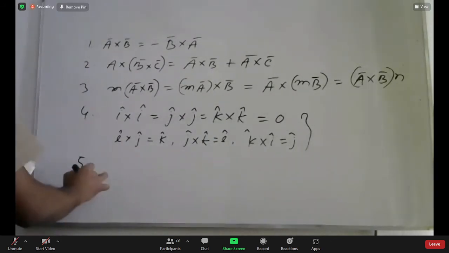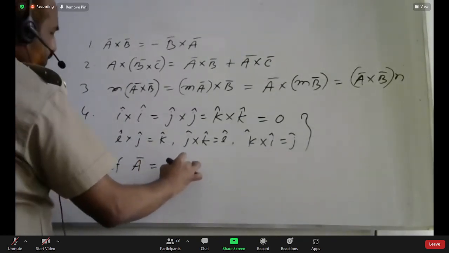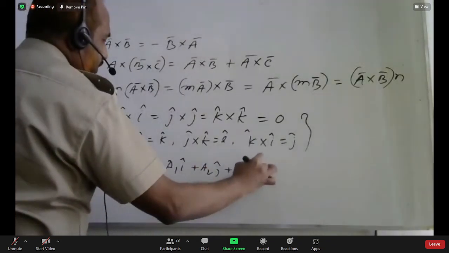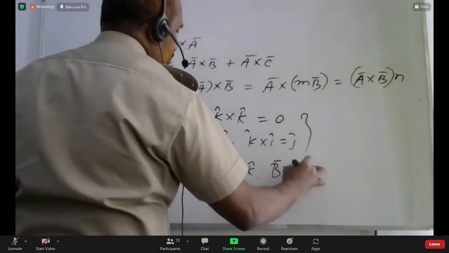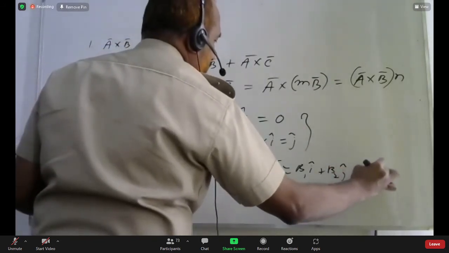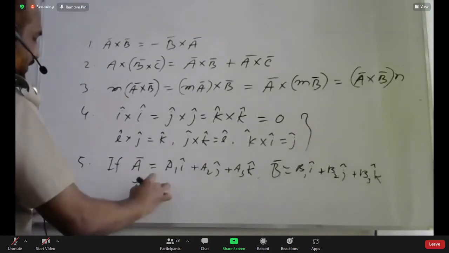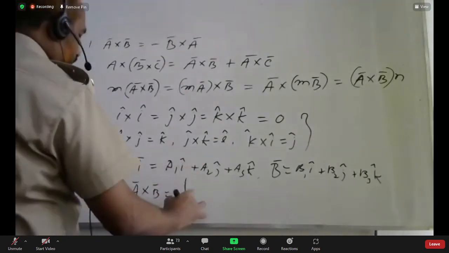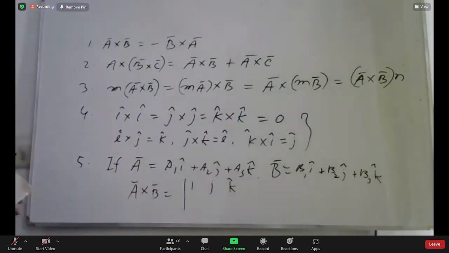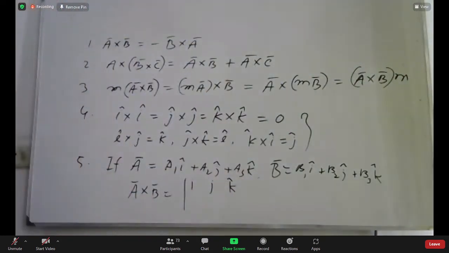And another thing is, if A is A1 I plus A2 J plus A3 K, and B is equal to B1 I plus B2 J plus B3 K, then A cross B can be written in determinant form. It is I, J, K. Right, very good.